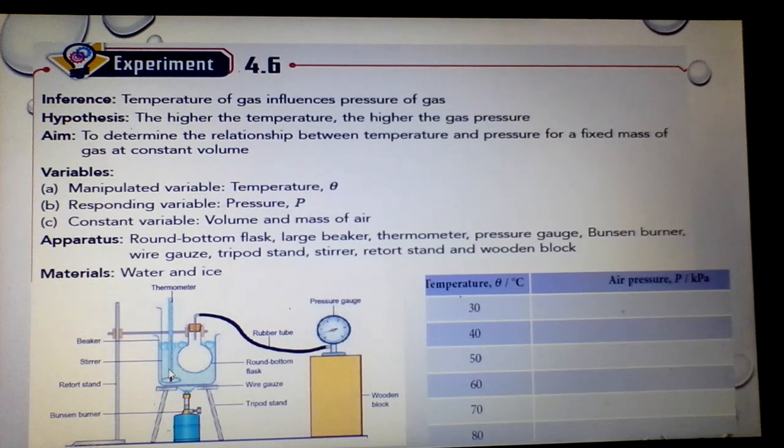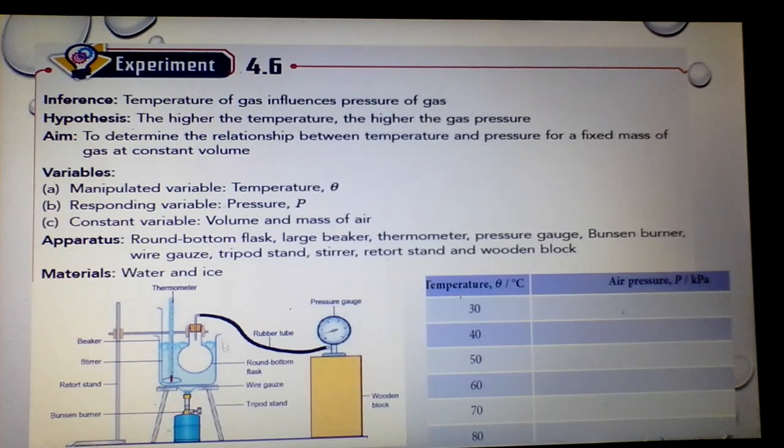You can look at the setup. We have a beaker of water. Here we have a Bunsen burner to supply heat. At the surface of the water, we put ice to prevent heat loss to the surroundings. We use a thermometer to measure the temperature of water. Then we have a stirrer here to ensure uniform heat throughout the water. Then we have a round bottom flask filled with air, closed with a cork and connected with a rubber tube to the pressure gauge. Here is a Bourdon gauge.